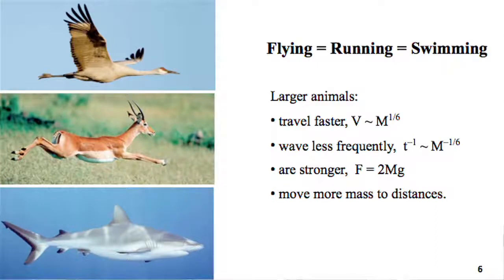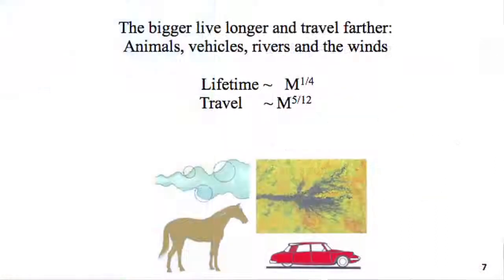Pretty clear, meaning irrefutable. Even better, the bigger should also live longer and travel farther during lifetime. Here's the lifetime. M, I meant to tell you, is the body mass, the size. So the bigger live longer. Again, elephant lives a lot longer than the mouse. And also should travel farther during lifetime.